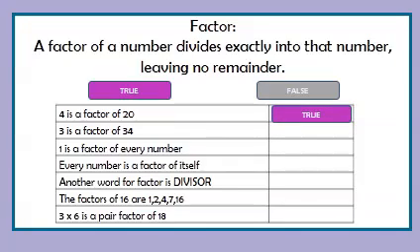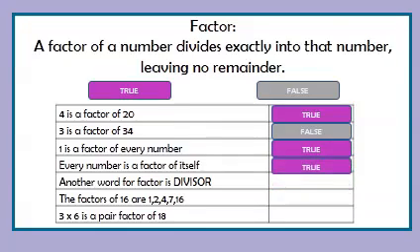Is 3 a factor of 34? Is there a number you multiplied by 3 to get 34? There is not. So this is false. 1 is a factor of every number. So as I told you, 1 is a factor of all numbers. So this is true. Every number is a factor of itself. Of course, this is true.